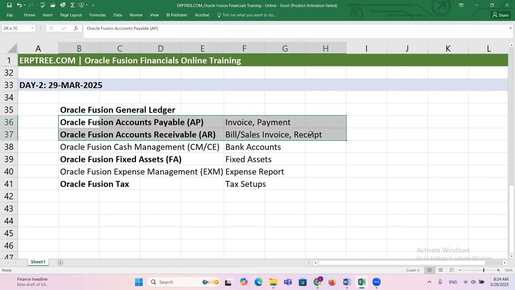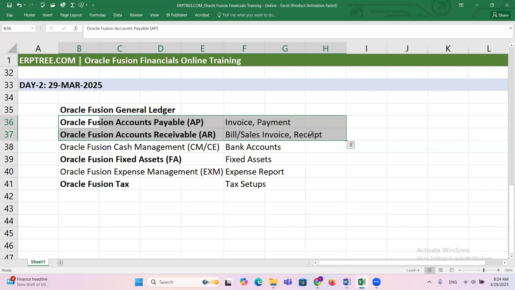If you look at the other applications, you are not using them for the business purpose. Bank accounts, it's your internal matter, right? How many bank accounts you have, all of those you will maintain by using the cash management application. And fixed assets also internal. How many assets you have in your organization, all those assets you will maintain. And Fusion expense application, just to record the employee related expenses, that is internal.